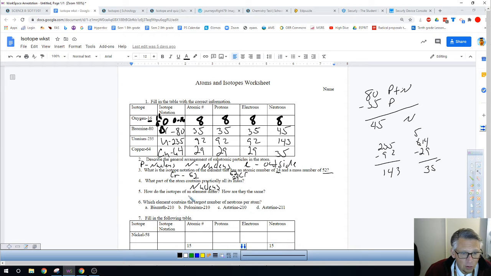How do isotopes of elements differ? Differ is going to be, that's supposed to be an arrow, by the way, very bad arrow. Number of neutrons. And how are they the same? That's going to be the number of protons, and we can say electrons too.